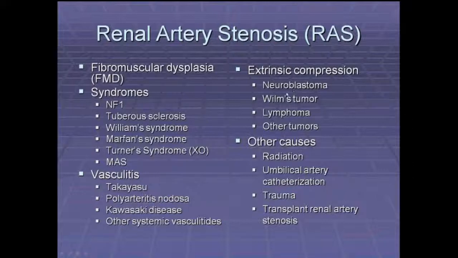Extrinsic compression, such as from neuroblastoma or other retroperitoneal tumors, or other causes, whether it be radiation or umbilical artery catheterization that causes trauma and therefore dissection and/or trauma itself, and even renal transplants, renal artery stenosis because of the underlying technical anastomotic stenosis.